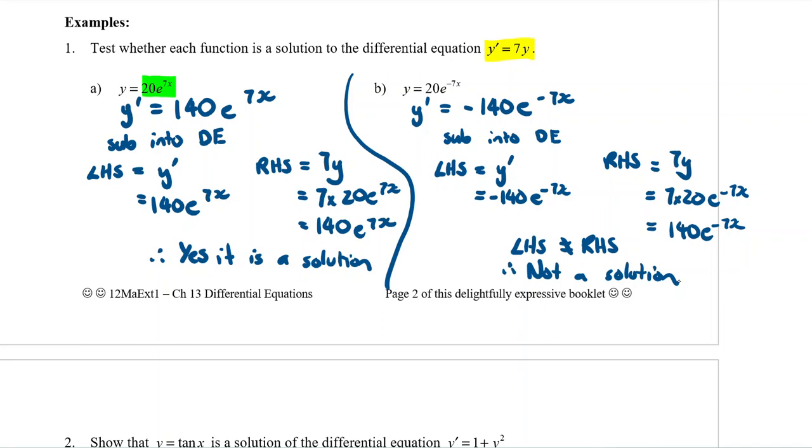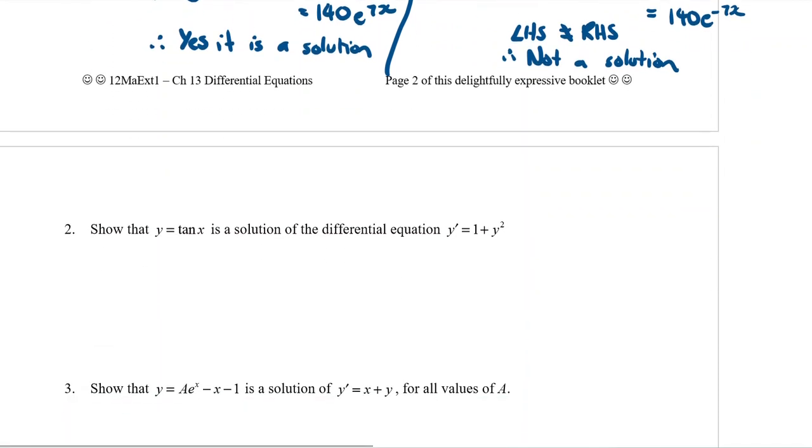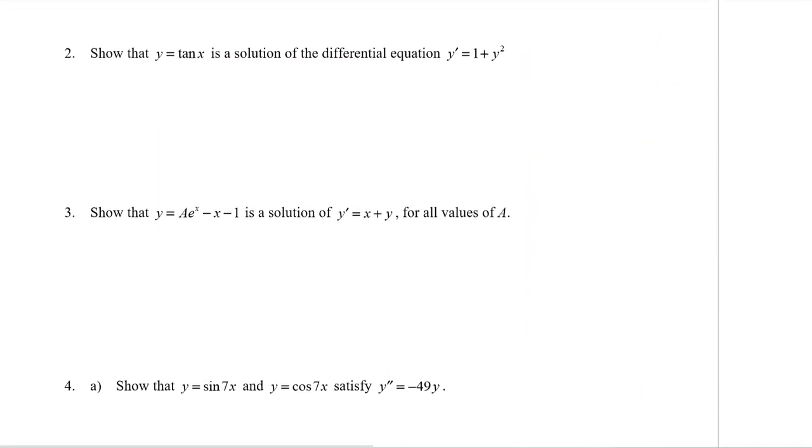To go back from the derivative back to the equation, we are going to do that. Yeah, we are going to go back, but not yet. Let's wait. Question 2. Show that y is equal to tan x is a solution to the differential equation.